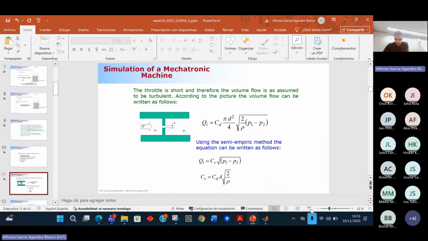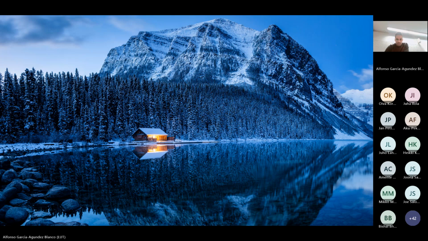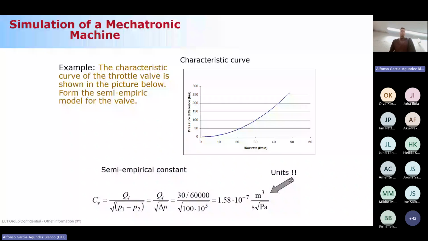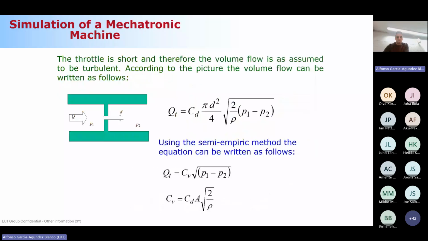Thank you. So, what we are going to do now is continue with the modeling of the throttle valve. Now, of course, if you see this coefficient CV, it is a function of several parameters, right? This discharge coefficient, the area, the density.